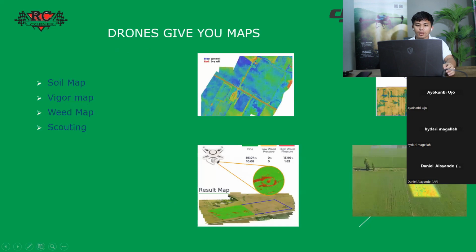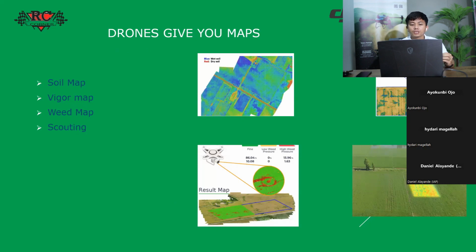So first, the drone mapping. I say drone can map. So what kind of map? First is a soil map. When we do the soil map, you will see, as in the first picture, the wet soil and the dry soil. Of course, the dry soil means you need more irrigation, and wet soil means you have more water there.